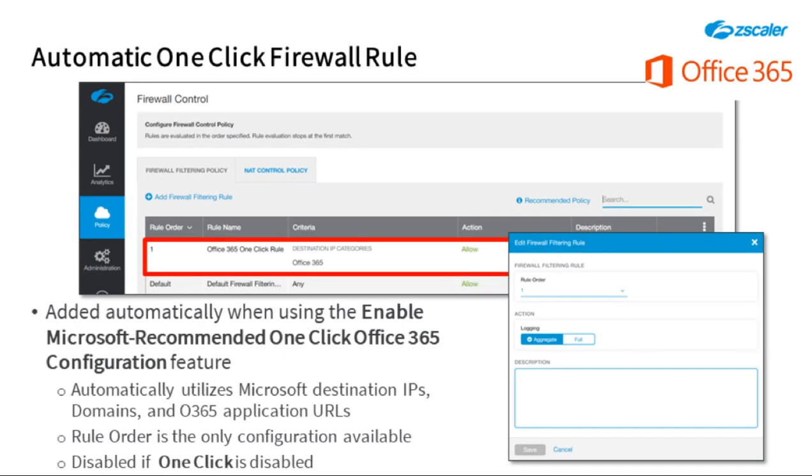When the Microsoft Office one-click setting is enabled, we automatically add a firewall rule that targets and allows the application group mentioned in the previous slide. It is added at Rule 1 and is not configurable, nor can you delete it, although the rule order can be changed if necessary. As we are responsible for maintaining that application group up to date, this should always ensure that the Office 365 application set is always allowed at the firewall. Note that if the Office 365 one-click setting is subsequently disabled, this rule will be set to the disabled state, but will still appear in the firewall rules list.